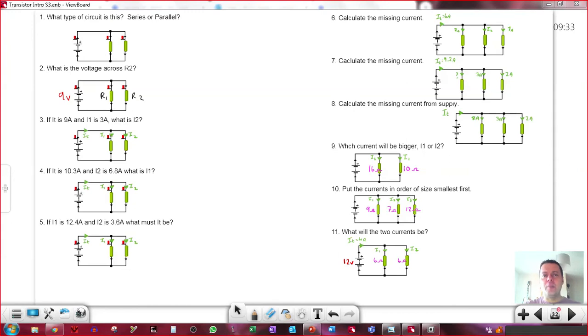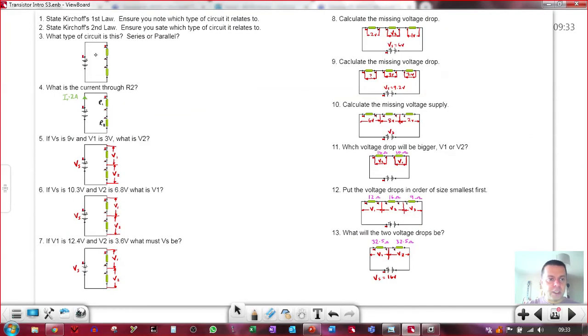Whenever you're employing Kirchhoff's laws about series stuff, then you're talking about voltages. But as soon as you're using Kirchhoff's laws in a parallel circuit, then you're actually talking about currents. So that's where it gets a wee bit confusing. Just a quick run through of some of these questions here. What are the answers?